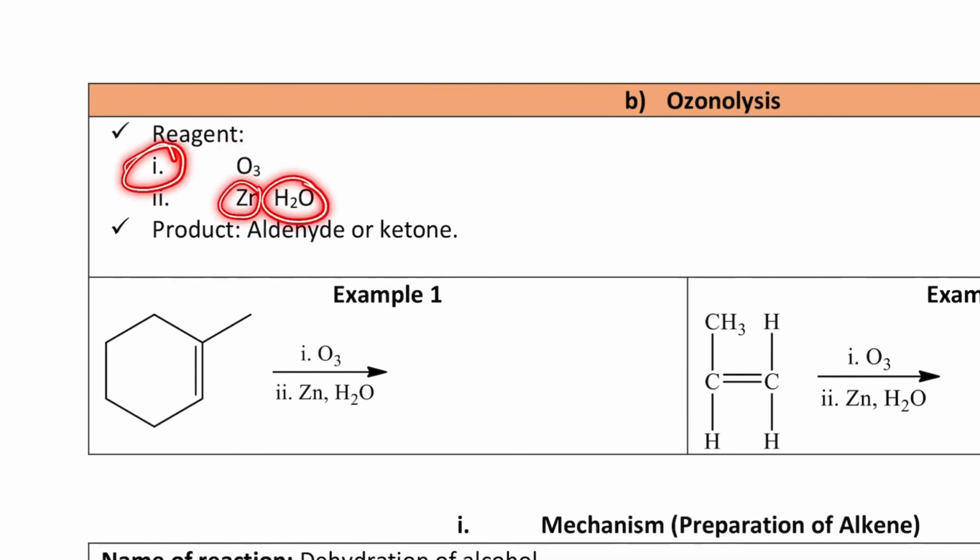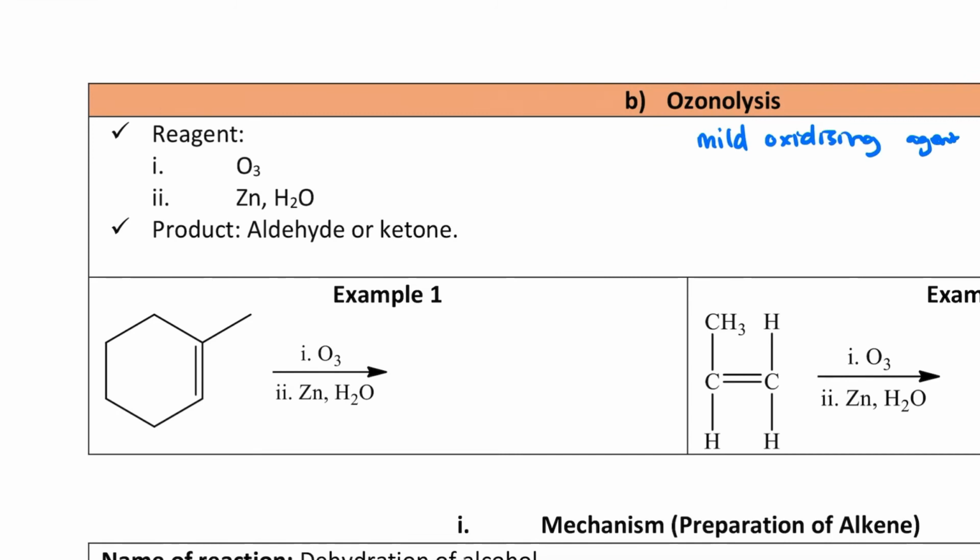Kamu nampak tak number ni? Okay, number ni memang kena tulis lah. So this one you have to write, reagent kamu number 1 is ozone, number 2 is zinc, H2O. Okay, and our product can be aldehyde or ketone. Dia tak ada carbon dioxide dan water tu. Dan dia tak ada carboxylic acid sebab this is what we call mild oxidizing agent. So maksudnya dia tak strong macam tadi. So dia oxidize halfway sahaja.